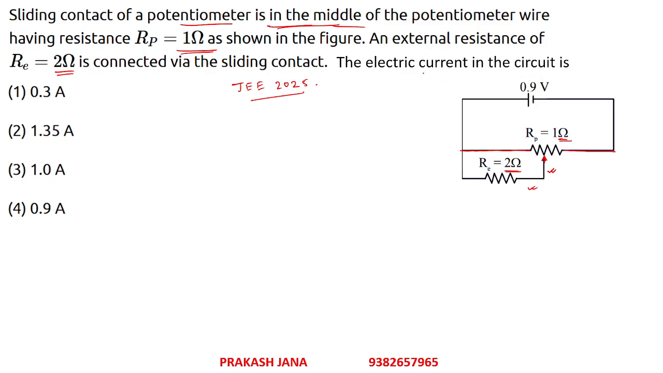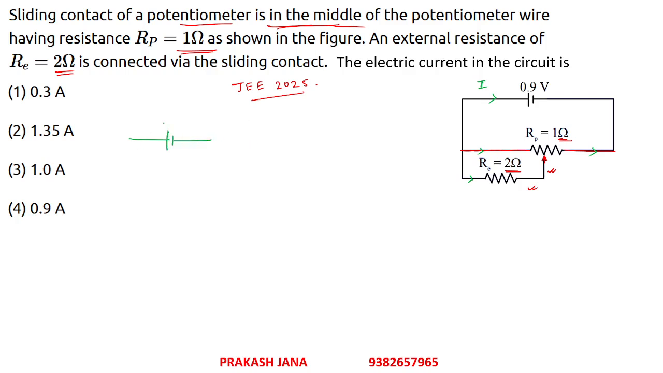So we have to find out the electric current in the circuit. It is not clear to us which current we need to find. The current here or here or here or here. This is not clear. But we will calculate the main current, which is passing through the power supply of 0.9 volt. Okay. So for clarity, let's redraw the circuit.